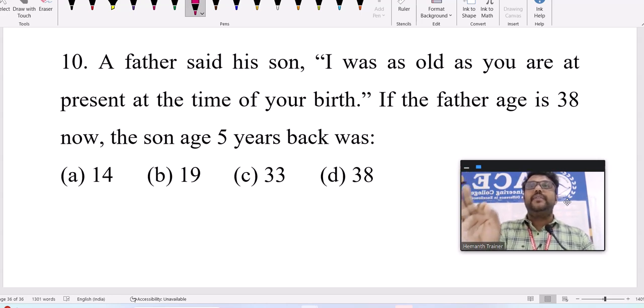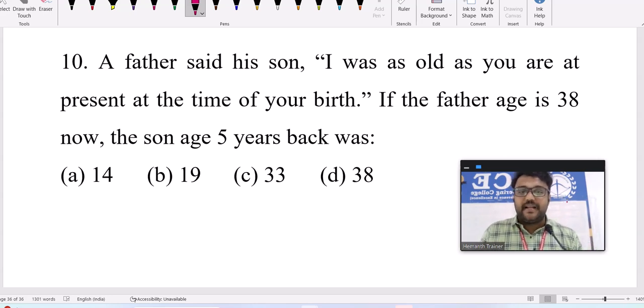If anyone wants to give this statement, I was as old as you are now at the time of your birth, father must be equal to double the son's age. Father must be equal to double the son's age. How, sir? Let us see. I'm claiming that definitely this must happen, which means father should be equal to double the son's age.